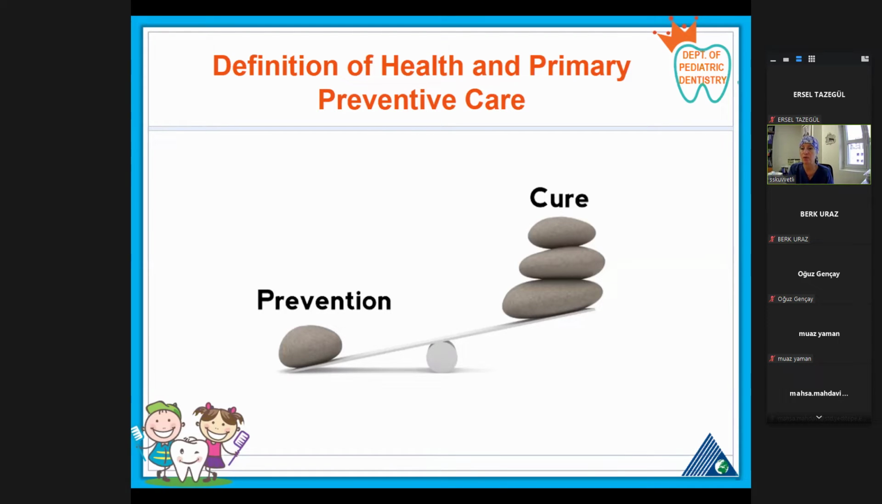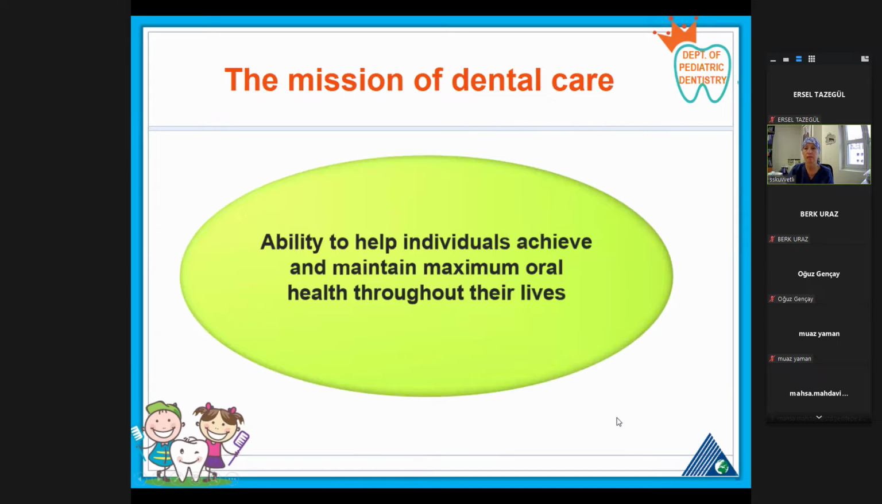So when we look at prevention, it is small but more important, and should take more place in people's life. And the mission of dental care, which is given by the dentists, is the ability to help individuals achieve and maintain maximum oral health throughout their lives. From birth to death, we try to give the maximum oral health that they can have.